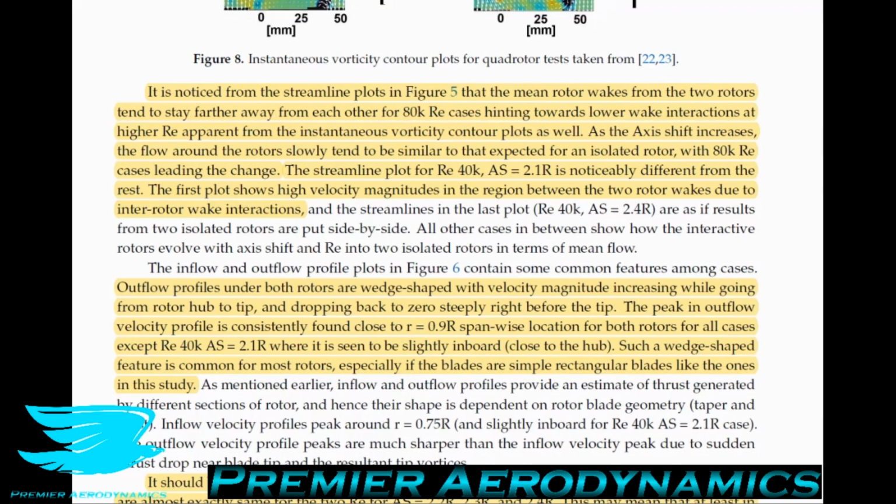The streamline plot for a Reynolds number of 40,000 and an axis shift of 2.1 times the radius, so almost an entire diameter, is noticeably different from the rest. The first plot shows high velocity magnitudes in the region between the two rotor wakes due to rotor wake interactions.